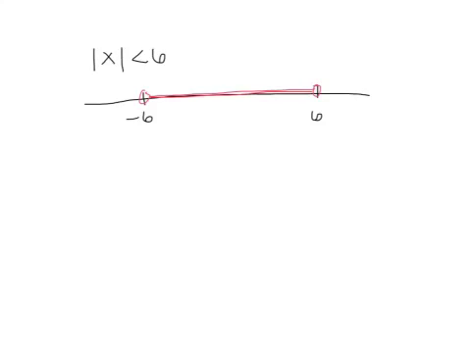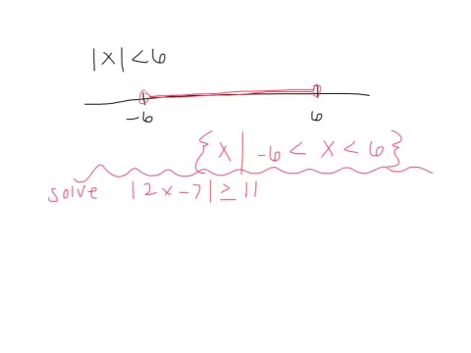So as this number line shows, all the numbers between -6 and 6 are less than 6 units from 0. So the solution set is -6 is less than x is less than 6. But we use open circles to show that -6 and 6 are not included in this solution set.